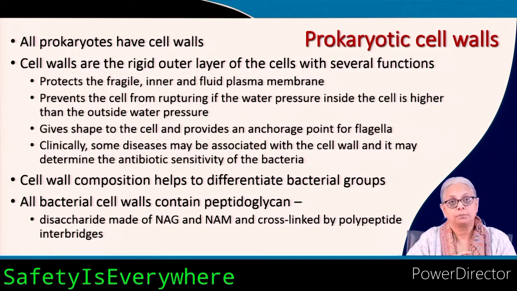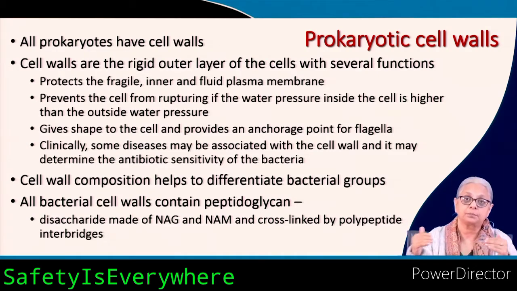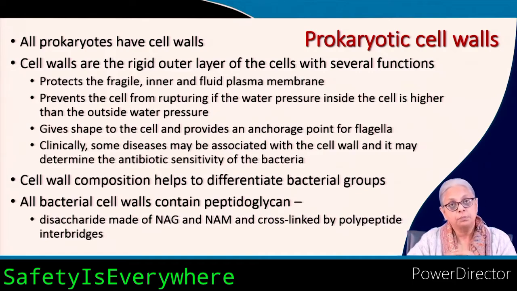Then we come to cell wall composition. This cell wall has different chemical composition in different bacterial groups or species. So that's another marker for differentiating different types of bacteria. What is common to all these modern bacteria is that all bacterial cell walls contain a chemical called peptidoglycan. So this peptidoglycan has two parts to it. The glycan part, if you remember in cell chemistry in the previous topic, we looked at NAG and NAM. So N-acetylglucosamine and N-acetylmuramic acid are the building blocks of the cell wall.